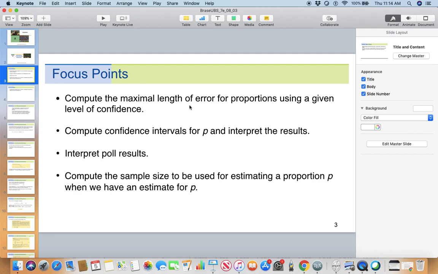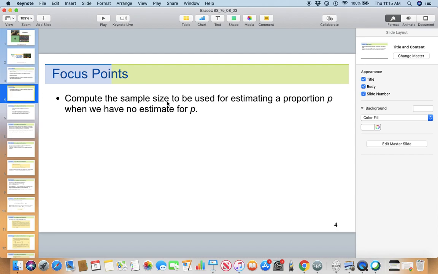Compute the maximal length of error for proportions using a given level of confidence. Compute confidence intervals for P and interpret the results. Interpret poll results. Compute the sample size to be used for estimating a proportion P when we have an estimate for P. Compute the sample size to be used for estimating a proportion P when we have no estimate for P.